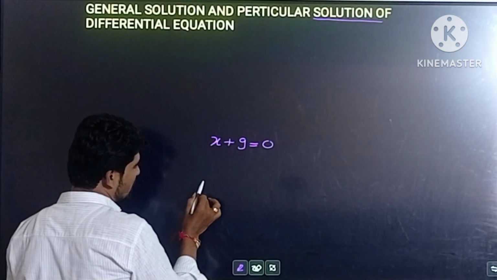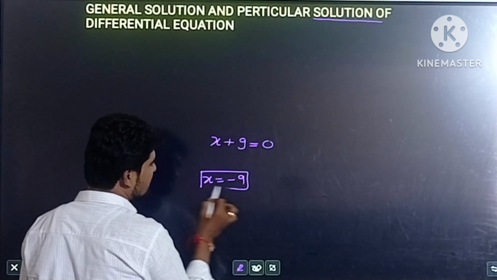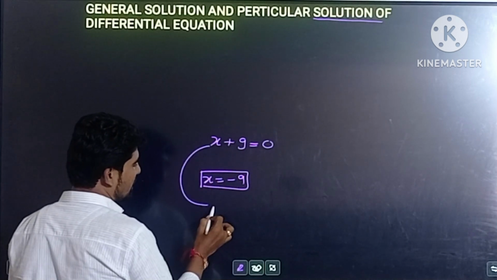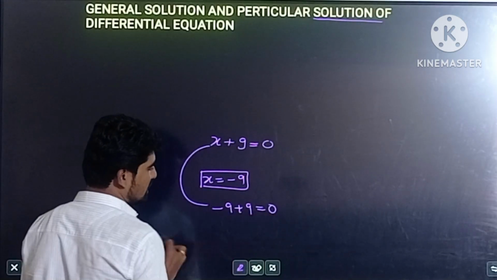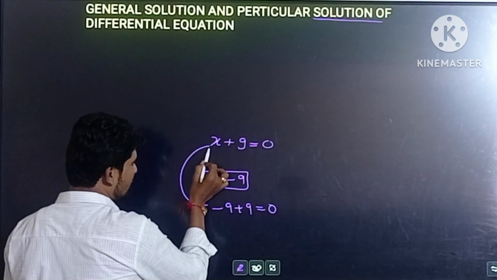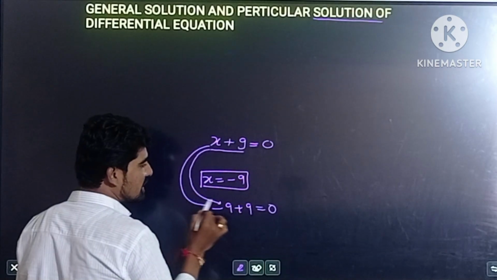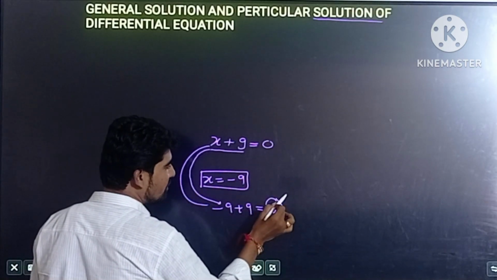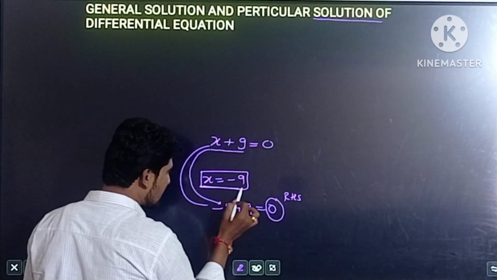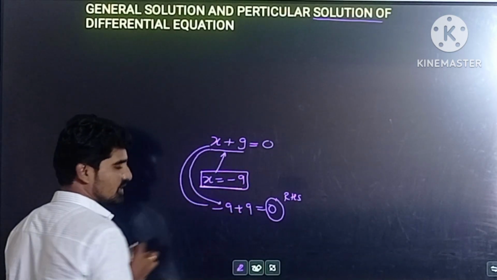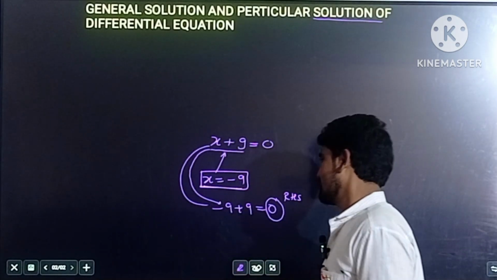If I substitute the value of x equals minus 9 in this equation, minus 9 plus 9 is equal to 0. So if I substitute the value of x as minus 9 in the LHS of this equation, it gives the value of RHS. It means x equals minus 9 is a solution of this equation.